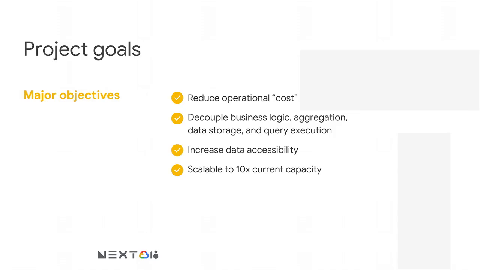So what problems are we actually trying to solve? Our project goals are to reduce the operational complexity and fundamentally decouple business logic, aggregation, data storage, and query execution. We also would like to increase our data accessibility, making our data accessible and inspectable at every part of the pipeline. And then we need to plan ahead and have a system that can run at 5 to 10 times our current scale, so we have some headroom and don't have to go through this exercise anytime soon again.